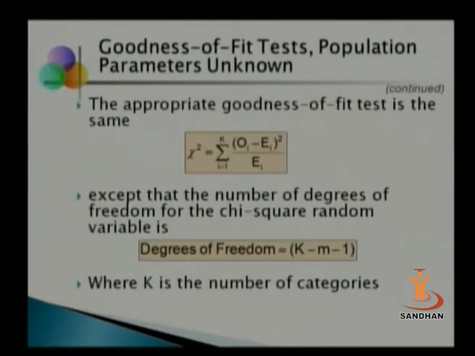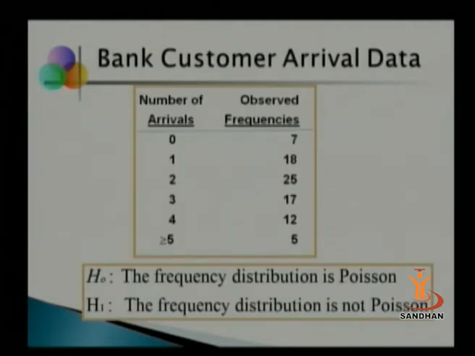Now in this case also the test statistic is the same, summation (OI minus EI) square upon EI, except that the number of degrees of freedom for the chi-square random variable is not k minus 1, but it is k minus m minus 1, where k is the number of categories and m is the number of parameters to be estimated for the distribution. So let us take another example.